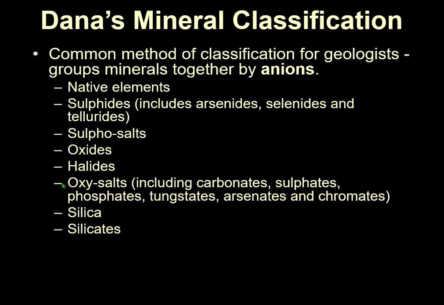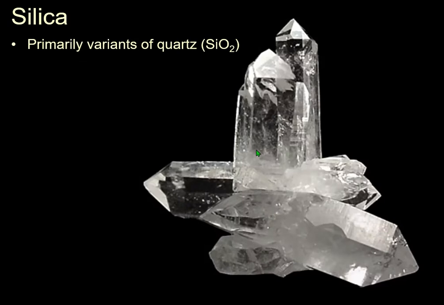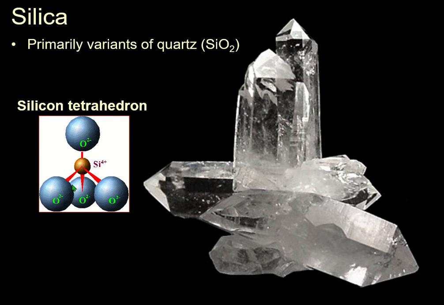All sorts of different classifications based on this anionic grouping. But we are concerned about these two at the bottom, silica and the silicates. And we're really only interested in silica, which of course is primarily variants of quartz, because it's a building block of silicates, which you do need to know about.